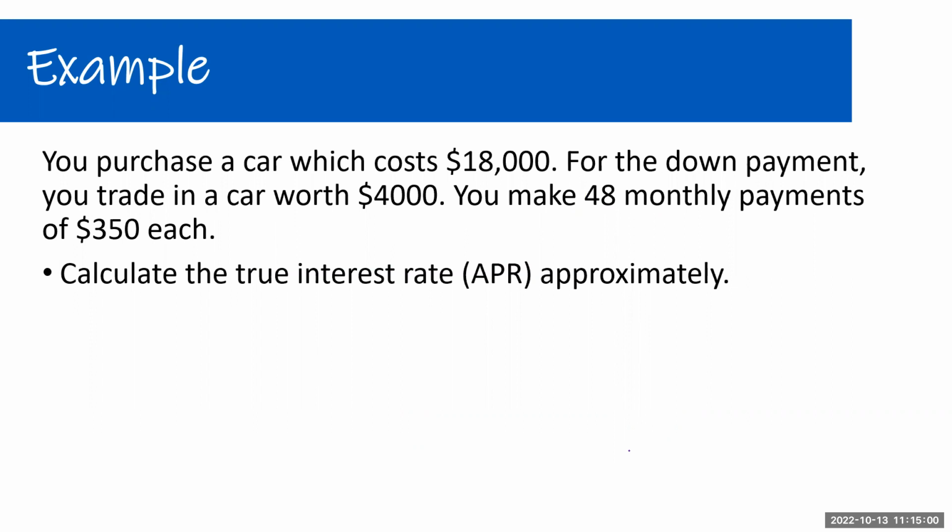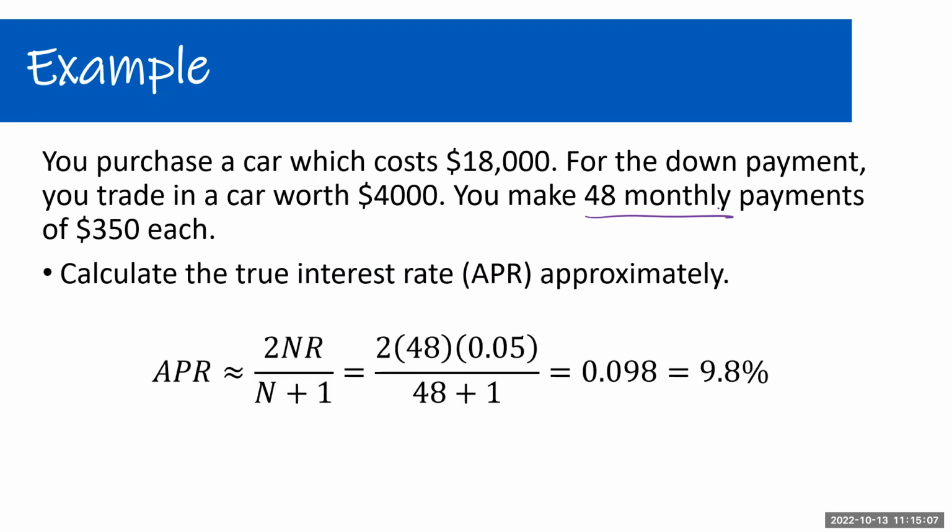Well, now we need to use our APR formula. We know that we have 48 payments. And we know that our add-on rate we just calculated was at 5%. So if we throw that in, we see that our actual APR is much more accurately represented by 9.8%, almost doubles.